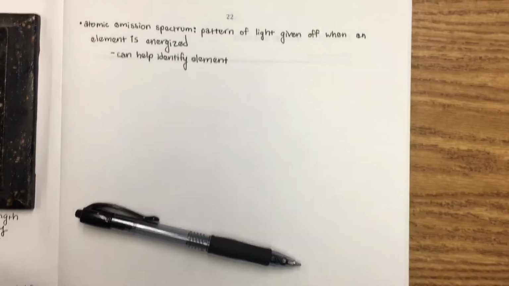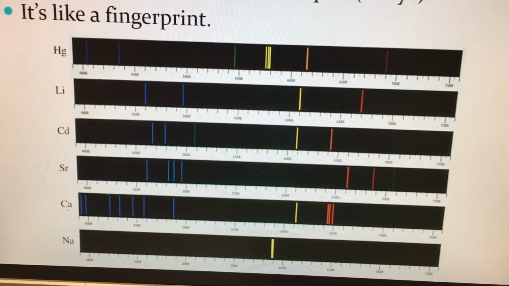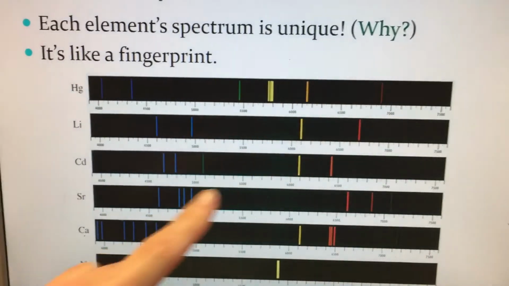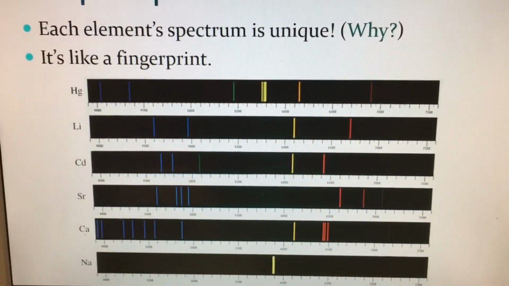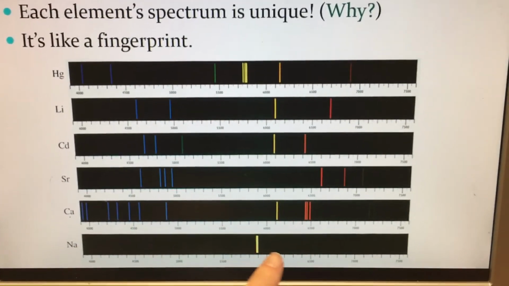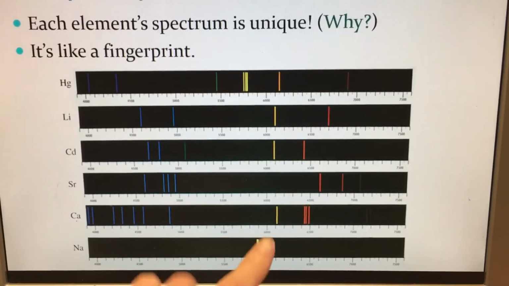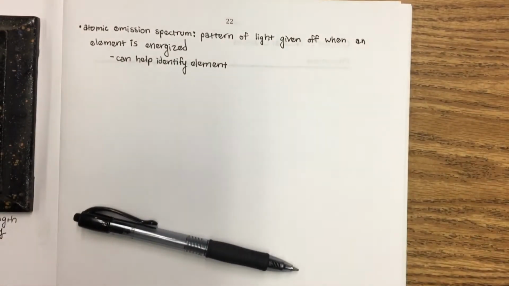Oh, and I'm showing you a lot of pictures this time. Here are the different spectra of different elements. Mercury is Hg, and its spectrum looks like this. Lithium's looks like this. You can see sodium. Remember how sodium burns orange? It's just got one light orange line down there, which makes sense because when you heat sodium up, it looks orange.